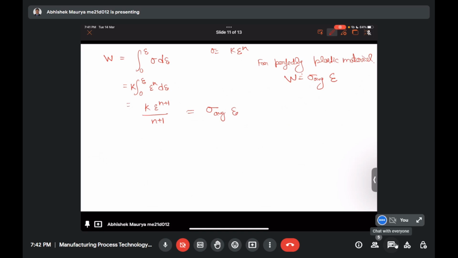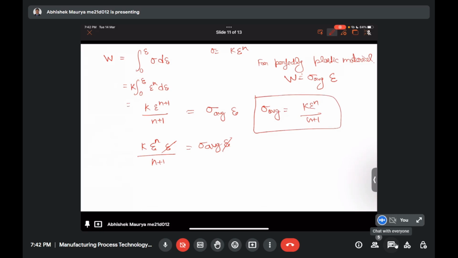If we take epsilon common from both sides, we get k epsilon to the power n times epsilon divided by n plus 1, that is equal to sigma average times epsilon. The epsilon will go away, and we get the equation for sigma average: k epsilon to the power n divided by n plus 1. So this is the formula for the average stress value.